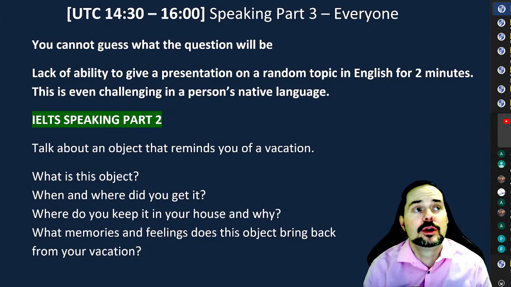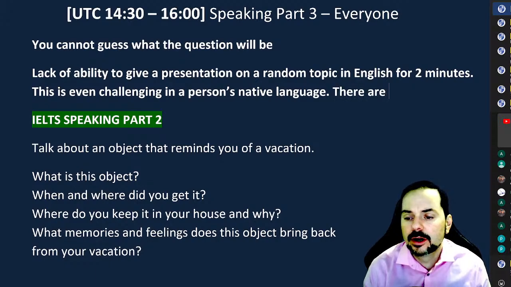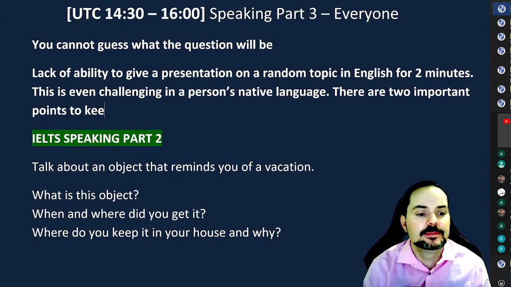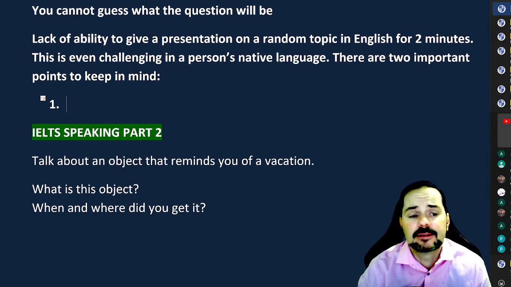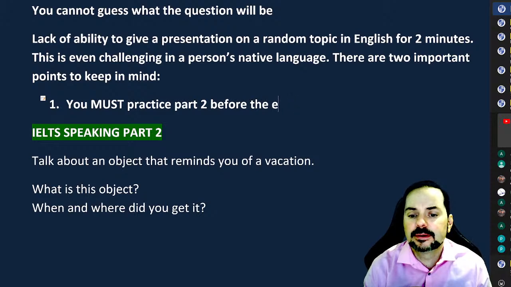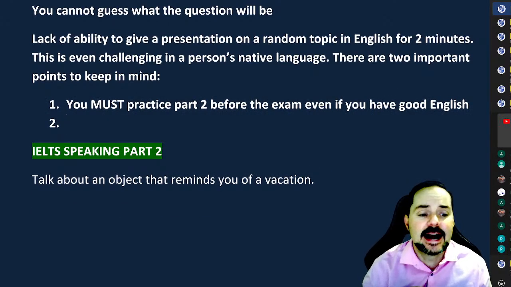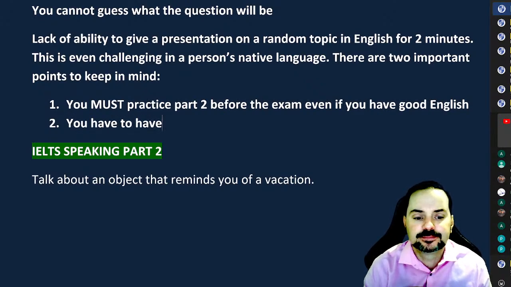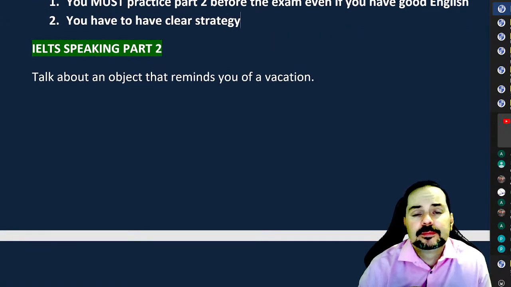So there are two important points to keep in mind, everyone. Point number one is you have to have technique, okay? Number one is you have to practice part two before the exam, even if you have good English, okay? And number two, you have to know the strategy. You have to have a clear strategy, okay? And we're going to practice that today. So you're doing both. You're practicing and you are applying strategy, okay?